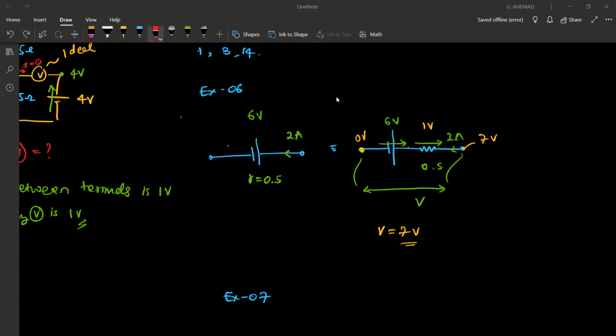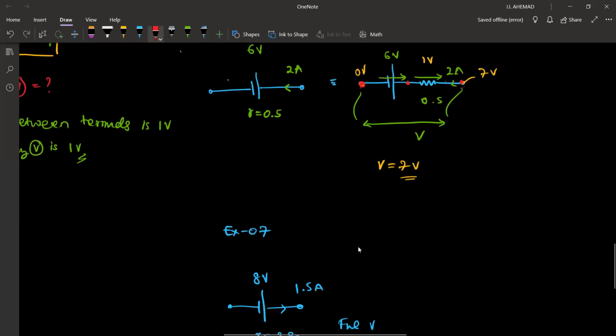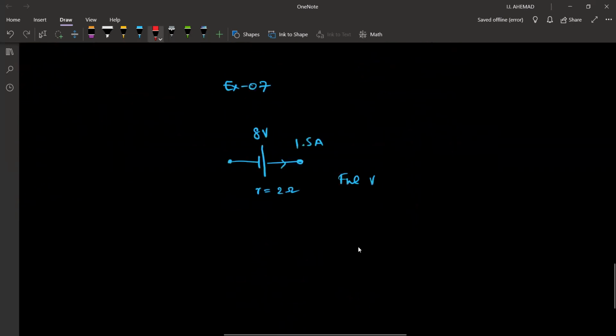So I have marked it as 1 volt. I found it using V equals IR. We have to find the potential difference between these 2 points. Potential difference doesn't bother about the signs. We have to just get the difference, right? So I assumed this point to be 0 volts. I started from here: 0, here it's 6, here it's 7. So the potential difference between these 2 points is 7. Clear? Try the next.